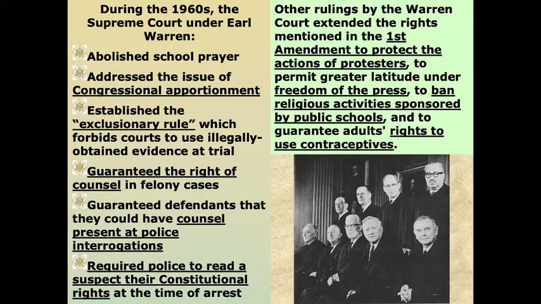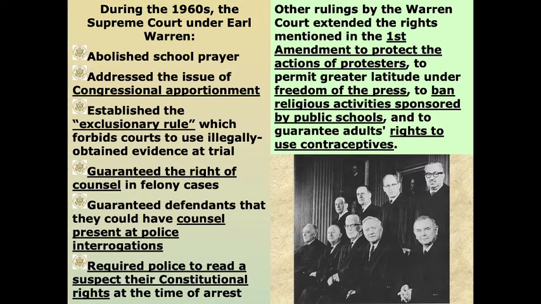Guaranteed the right of counsel in felony cases. So that's another big one. Guaranteed that defendants could have counsel present at police interrogations. So that's another big one. And required police to read suspects their constitutional rights at the time of arrest.